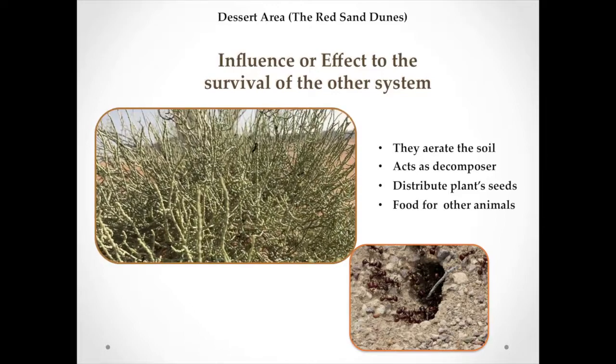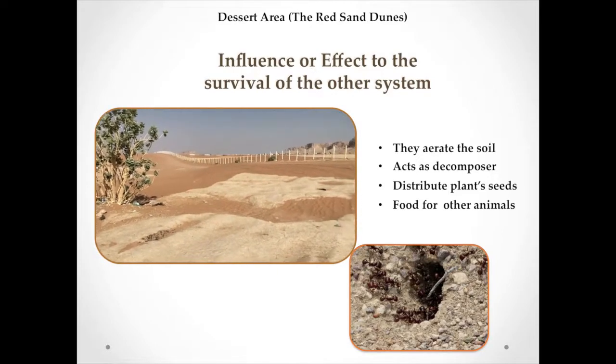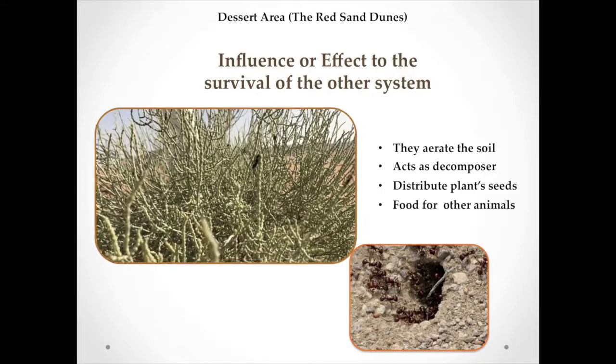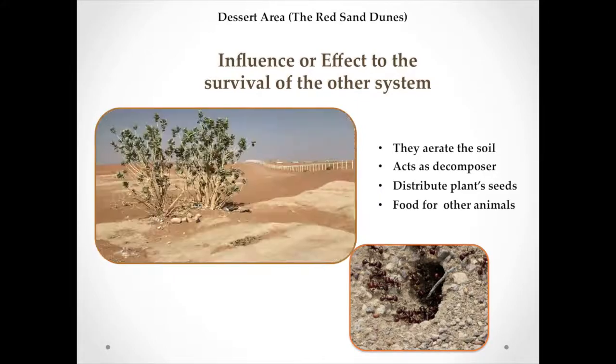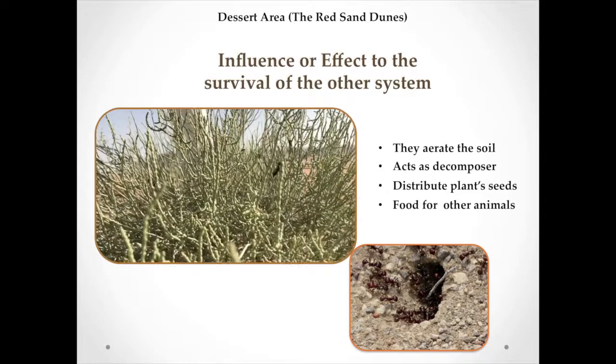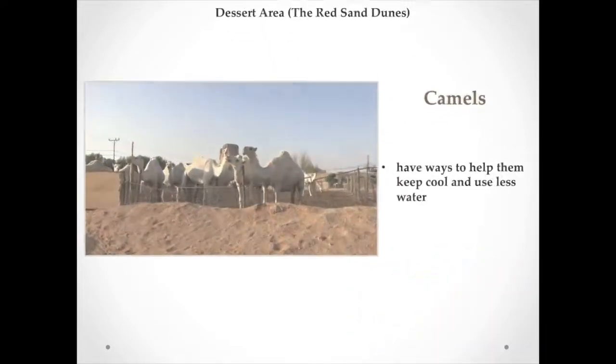They also help in pollinating flowers and distribute plant seeds while gathering food. Lastly, ants can also be the source of food for other insects and animals. Okay, so let's go to camel.